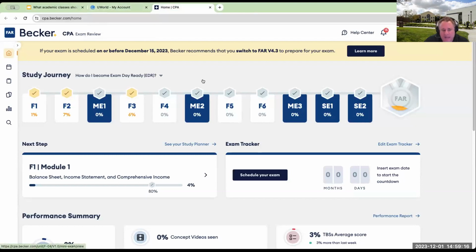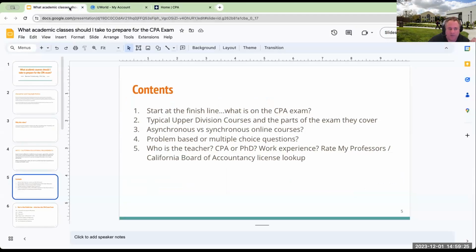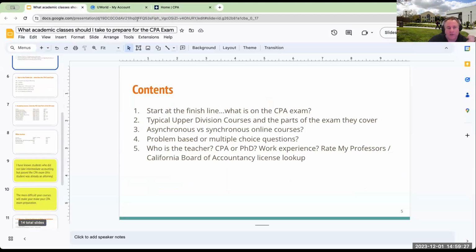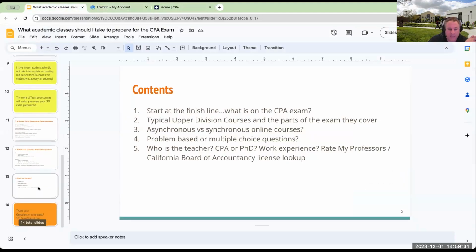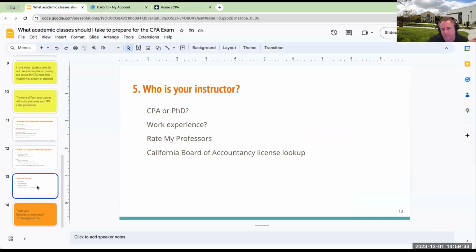And this exam is extremely difficult. It's very, very doable, but it takes a lot of time to prepare for. So if you've taken your classes and you've learned a lot from them, it's going to help you when you begin to study for the CPA exam. It's going to hopefully make it a lot better.